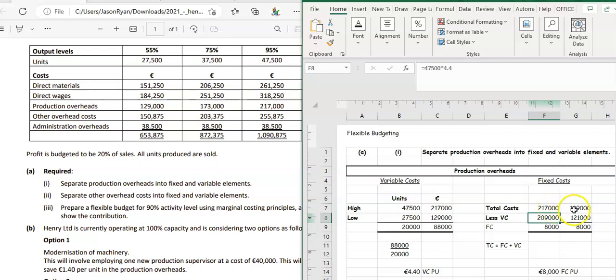So as we said, 47,500 multiplied by €4.40 is going to give you a variable overhead for the production at 95%. And then for your low, you're going to take the 129,000. Same again, you're going to take the units, which is 27,500, and multiply that by €4.40, and that's going to give you 121,000. Those two are going to be taken away from each other to give you a fixed cost, which is 8,000. Now remember, if it's fixed, these two figures must be the same.